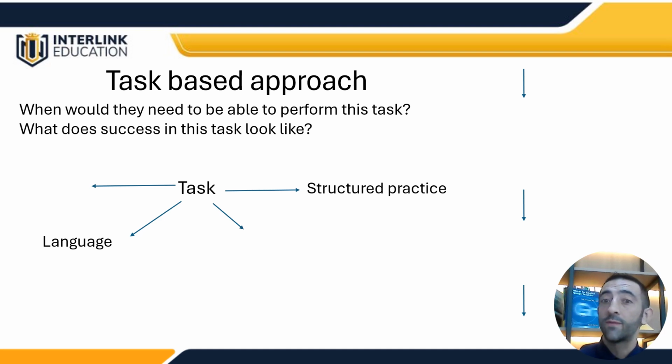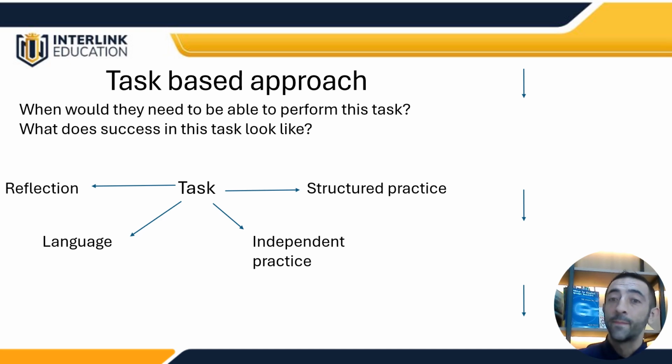Next, we need to make sure they have structured practice. Structured practice can be structured practice of the language. It could also be structured practice of the skill. We need to make sure that they have independent practice so that they're able to produce this independently, whether this is language or the skill. And finally, in a task-based approach, we normally have a reflection at the end. So they look back on how well they were able to do that, or how well they were able to perform the skill, or how well they were able to perform the language.